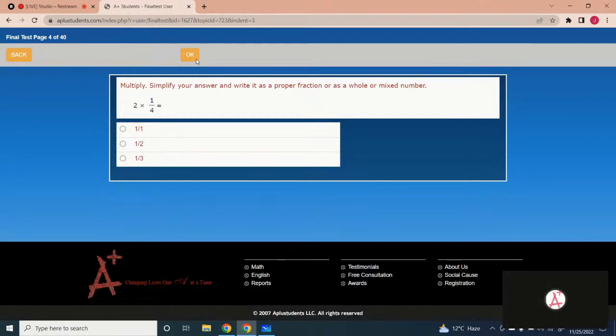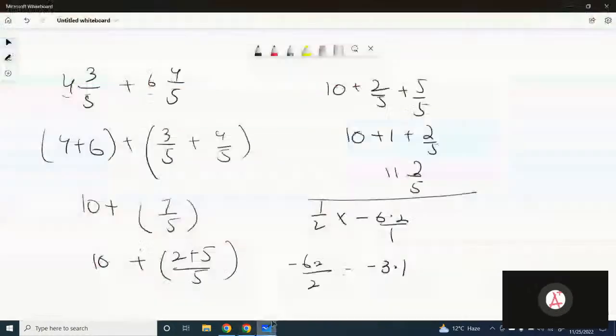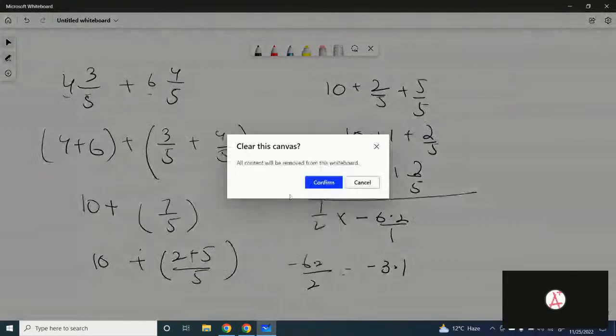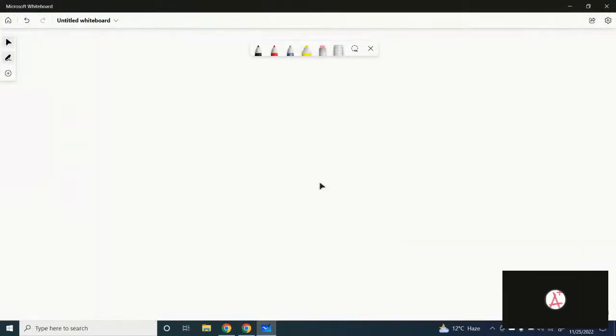You have to do numerator times numerator and denominator times denominator. 2 times 1 over 4. Just do 2 times 1 is 2 and 2 times 2 is 4. You can divide them by a common number, that is 2. It would be 2 divided by 2 is 1 and 4 divided by 2 is 2. So it would be 1 over 2.